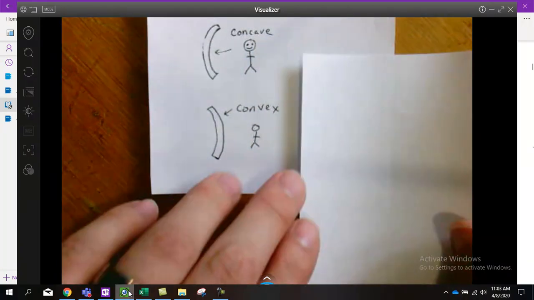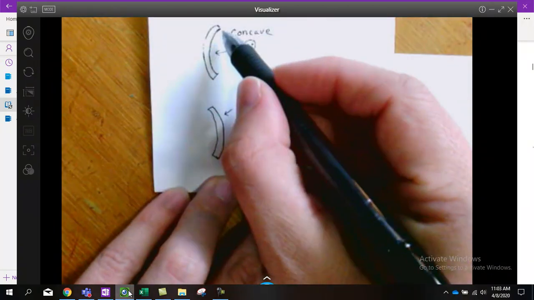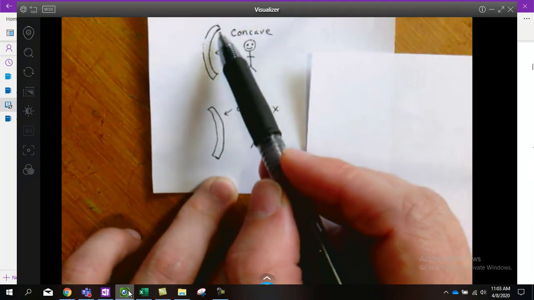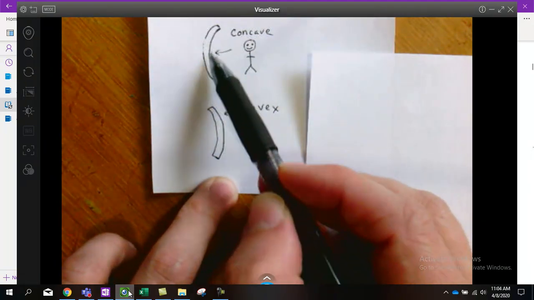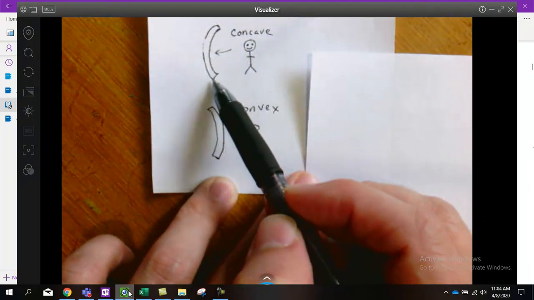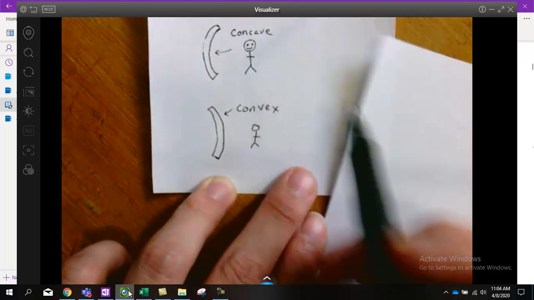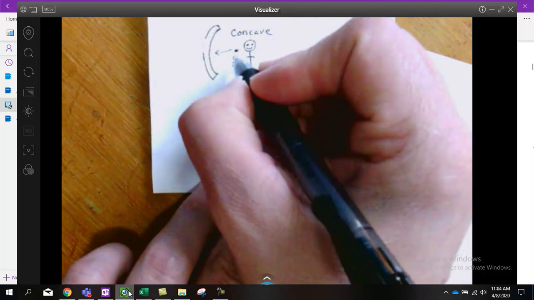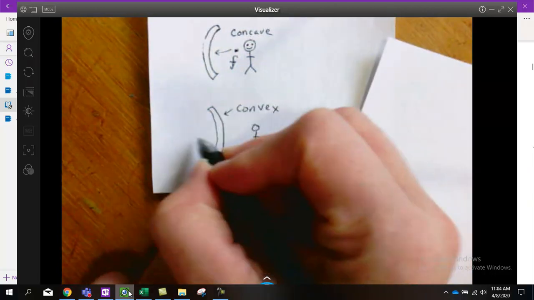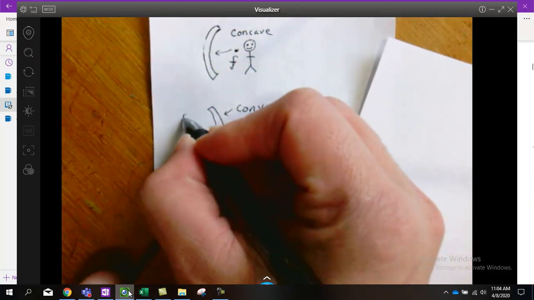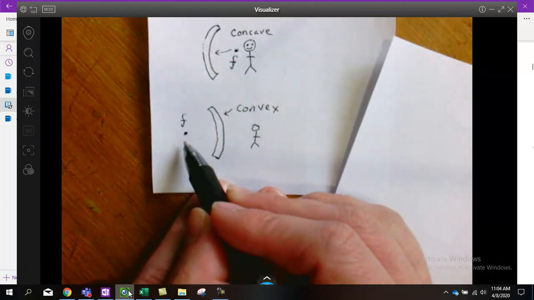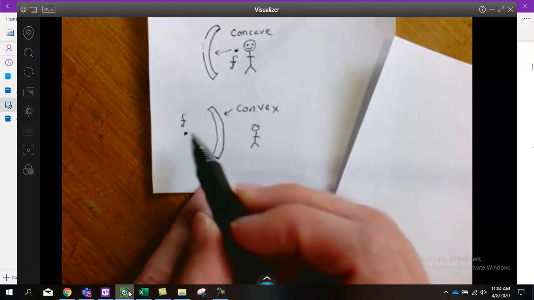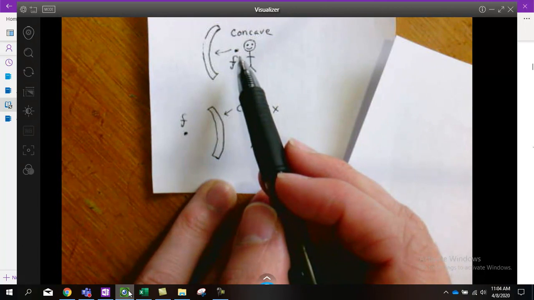For instance, all of these mirrors do have what's called a curvature, a radius of curvature. It's how curved they are. And then they're going to have somewhere over here what's called a focal point. That would be inside the curve. So this focal point occurs behind the mirror. This one occurs in front of the mirror.